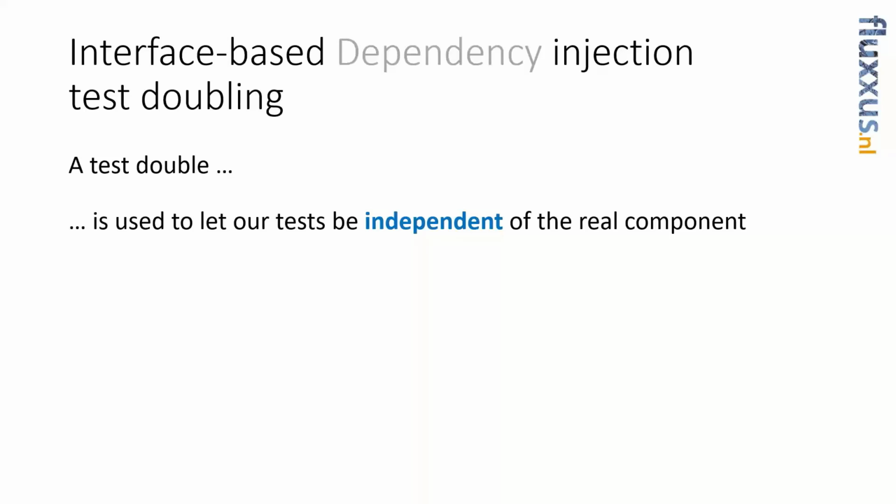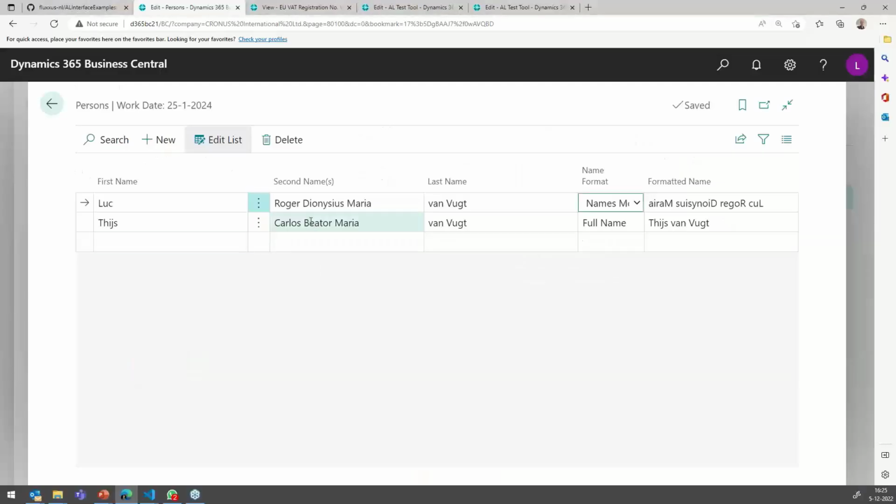With the test double, we make our tests independent of the real component. Like in my example here, although this is not an automated test, you could call it a test, I can see that indeed when I switch, another evaluation is done. Of course, this is a very straightforward one. I'm just switching from one interface implementation to the other, getting another result. But the idea is exactly the same.